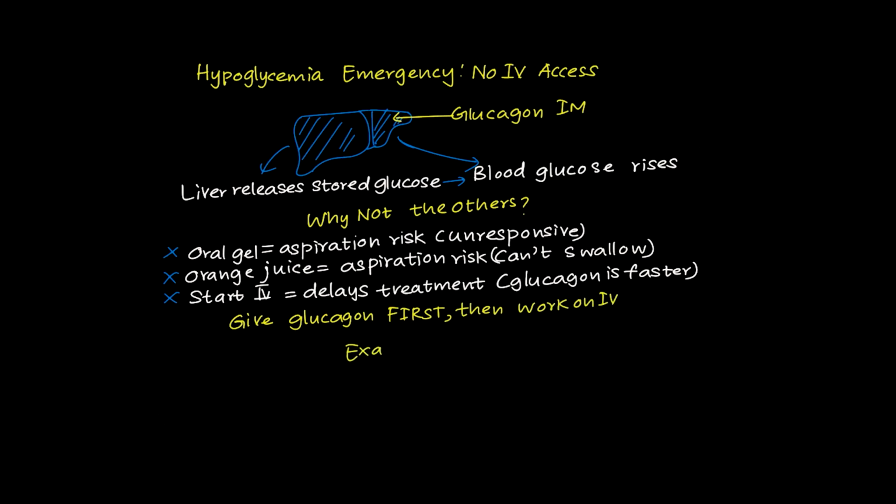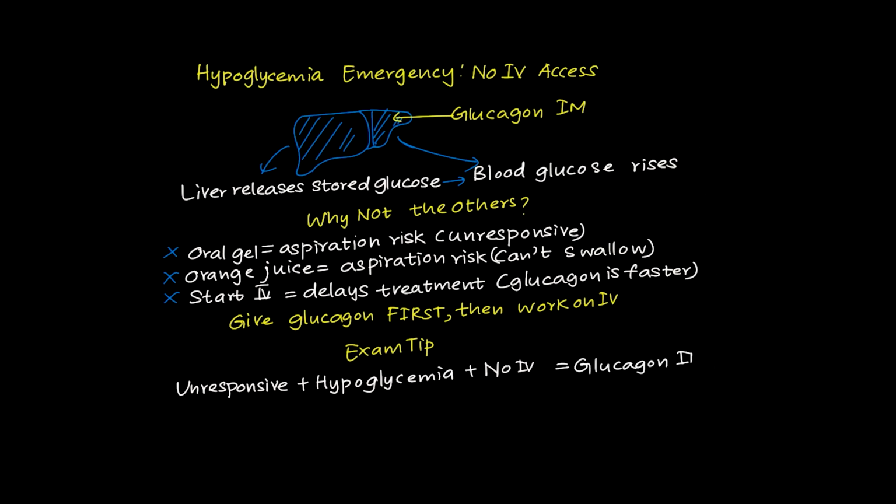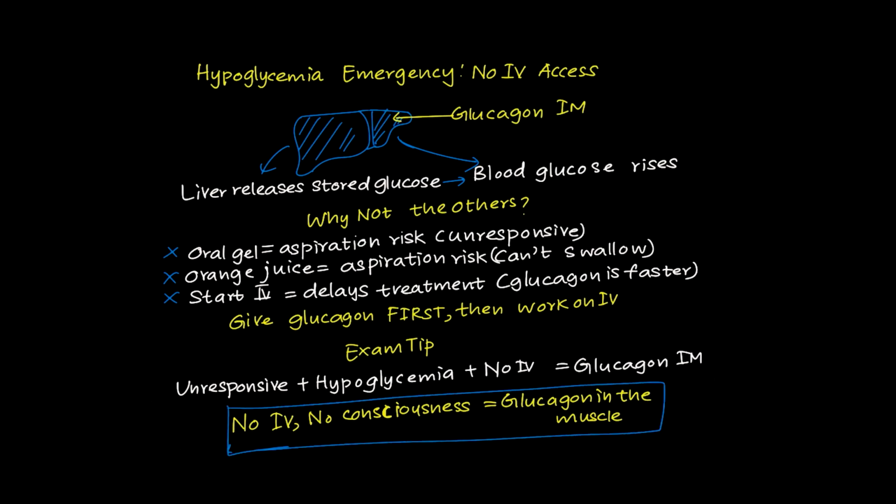Here's a WGU D455 exam tip for you. Unresponsive plus hypoglycemia plus no IV access always equals glucagon IM. The three conditions together point to one answer. Quick recall hook: no IV, no consciousness equals glucagon goes in the muscle.